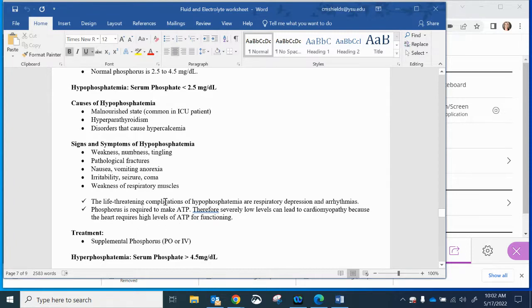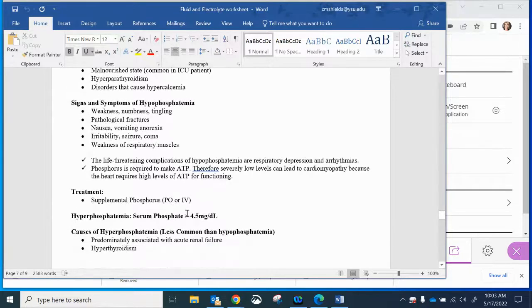So again, this is late. Like I said, we've seen maybe a chronic alcoholic who just never eats, just drinks, or somebody in the ICU who's just becoming so hypophosphatemic. Treatment, just like any other electrolyte, we just replace it. If somebody has a low potassium, replace it. If somebody has low sodium, one of the treatments is to replace it. Again, calcium, replace it.